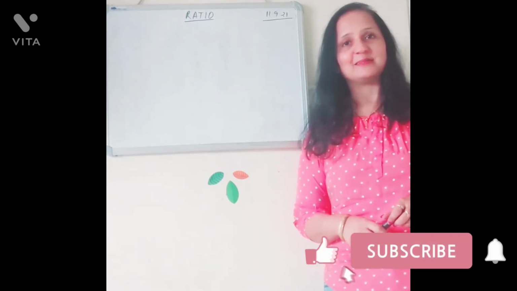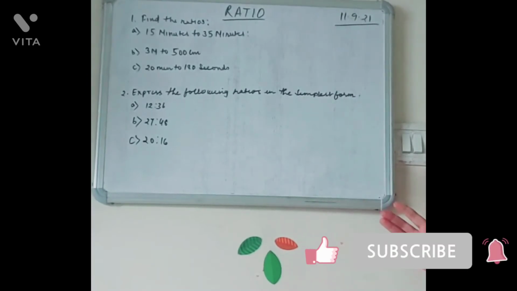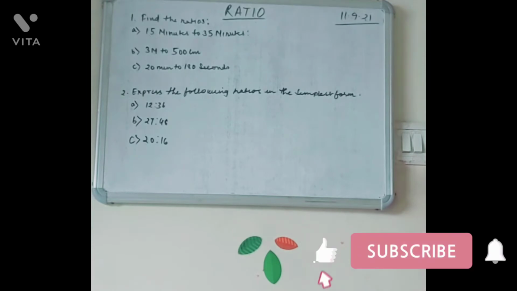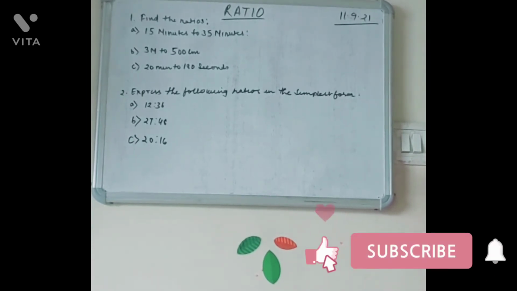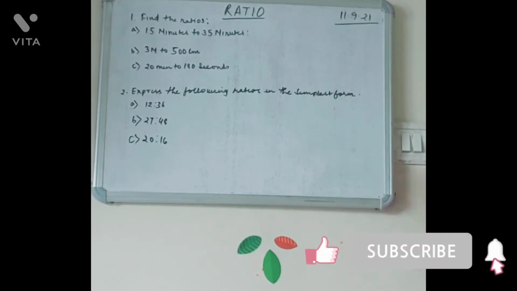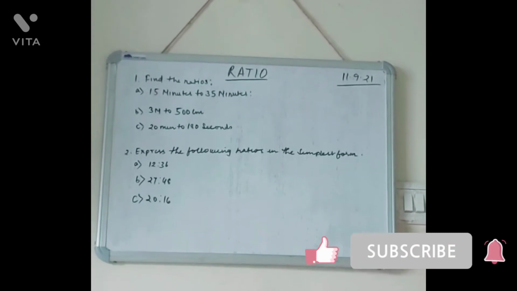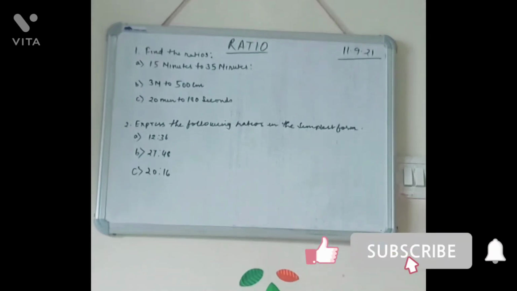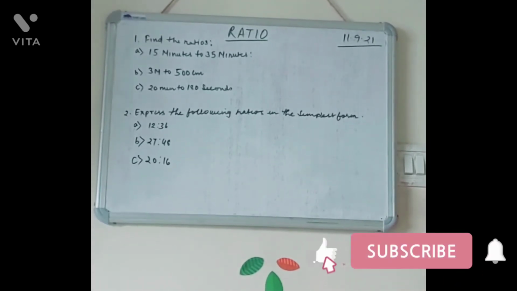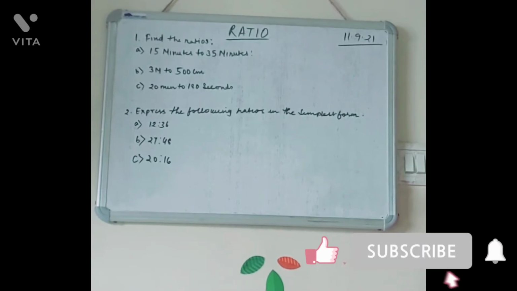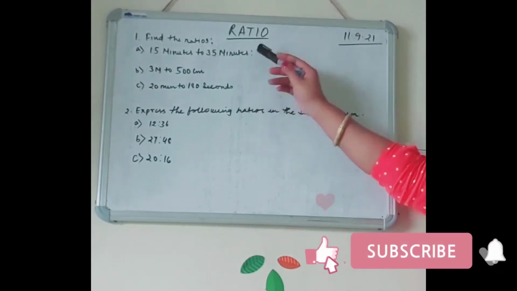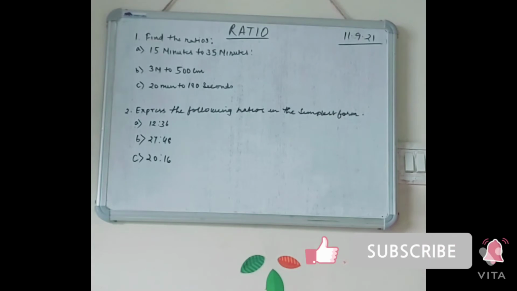So let's start. First of all, I would like to tell you that when we are going to find a ratio, the important thing is both the numbers should be in the same unit. What is ratio? Ratio is actually a way of comparison, a way of comparing two things, and the unit has to be the same. So these three sums are the simplest sums of finding the ratios.